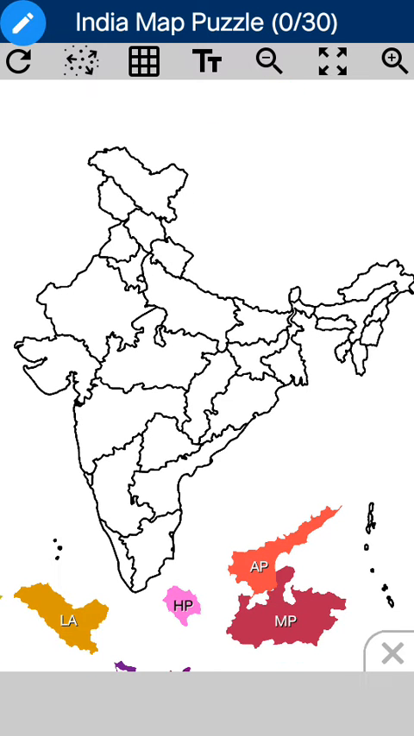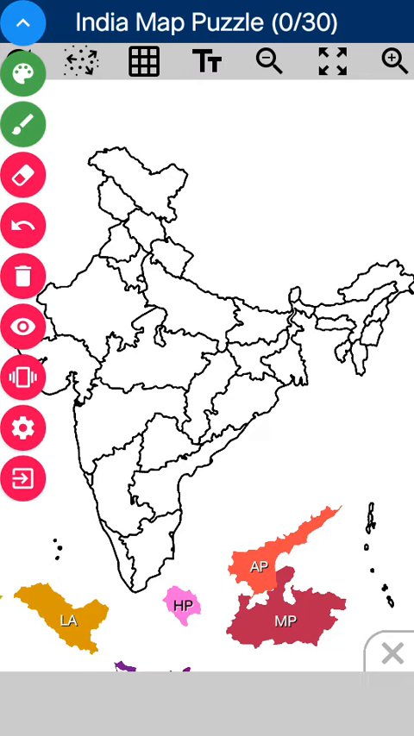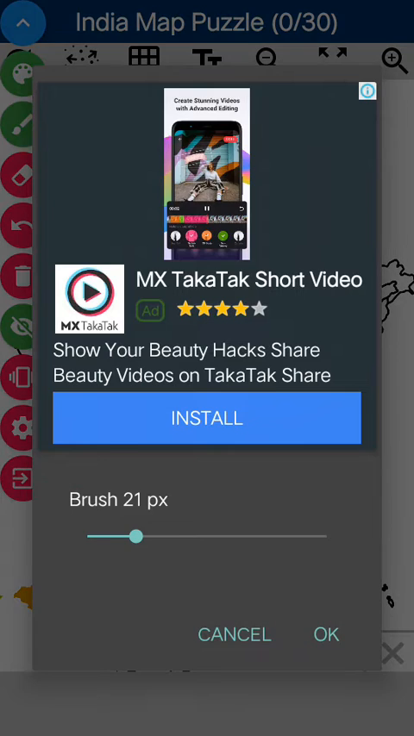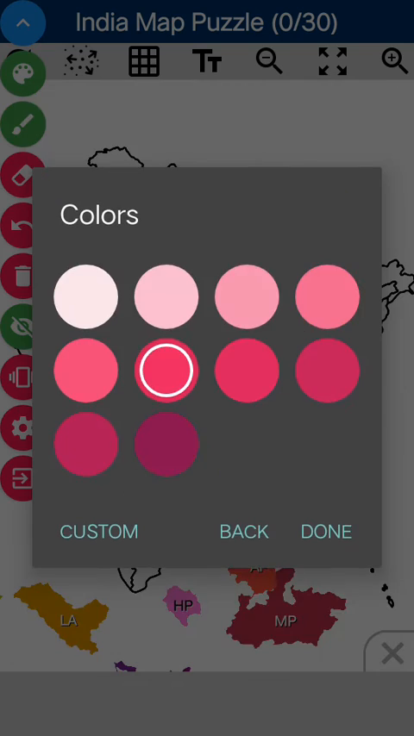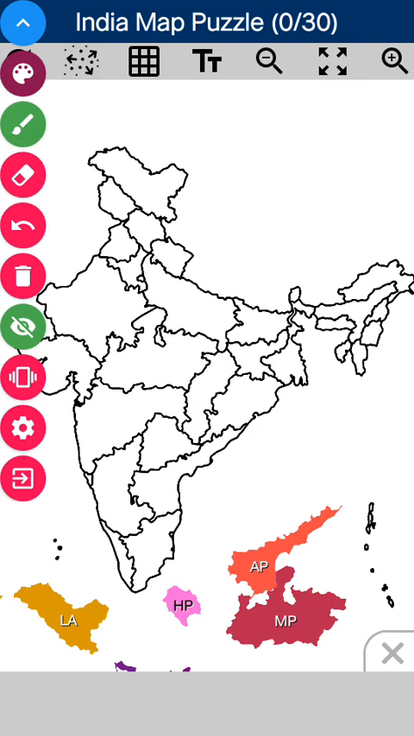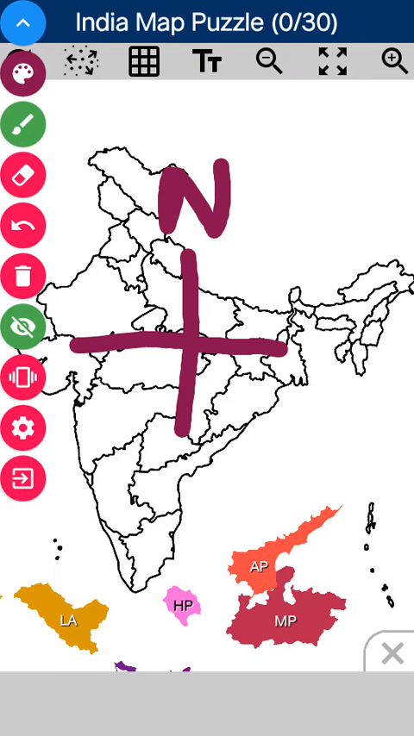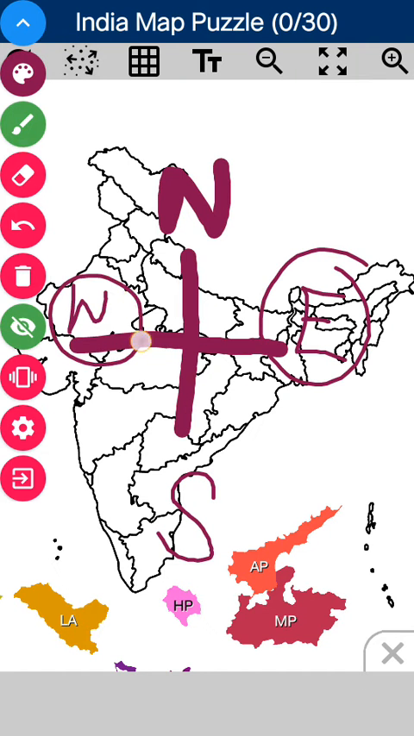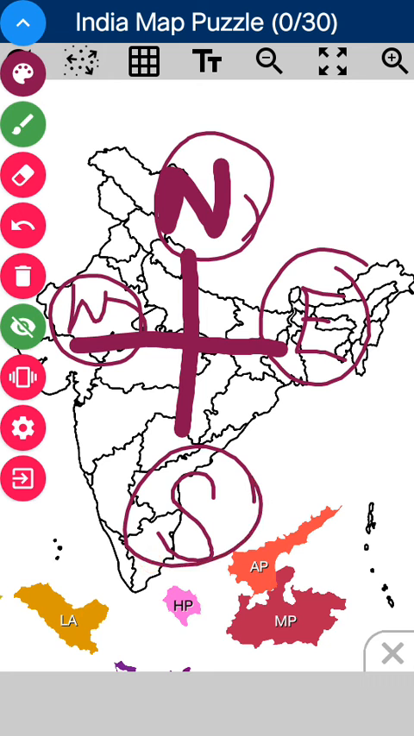Alright. Before starting, I want to tell you that you should know the directions. You all know them simply, but if you don't, I'm going to tell you. I'm making a cross line, vertical and horizontal, and here is north, here is south, here is west, and last but not least, east. So east, west, north and south. I hope you can remember this.